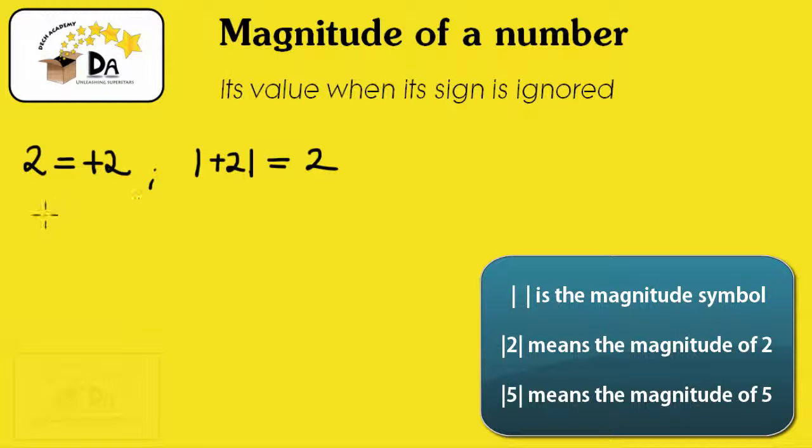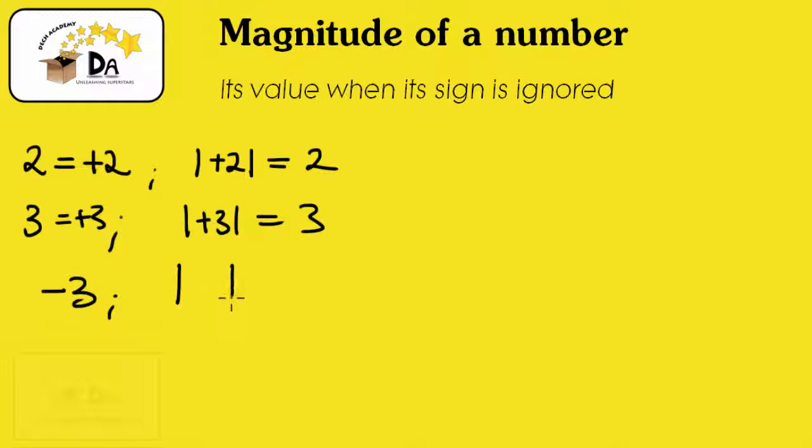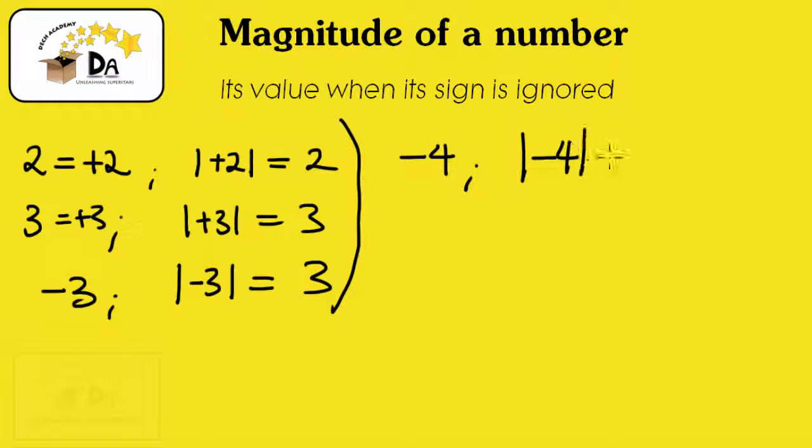What's the magnitude of 3, which is the same thing as plus 3? Well, the magnitude of plus 3 is 3. You just ignore the sign. What's the magnitude of minus 3? Magnitude of minus 3 is 3. You just ignore the sign in front of the number. What's the magnitude of minus 4? The magnitude of minus 4 is simply 4. All you have to do is ignore the minus sign. So this is really easy.